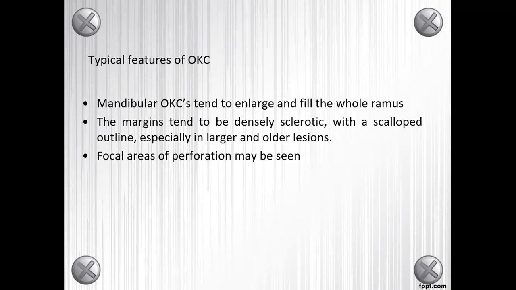So when you aspirate it, you get a cheesy yellow material, and when you aspirate, you should use a large bore needle, not the usual insulin syringe that we use. You should use a large bore needle when you aspirate in case of OKC, because of the presence of keratin. The inside content will be very thick. So that is one of the criteria you should keep in mind while aspirating. The aspirate is a cheesy yellow color.